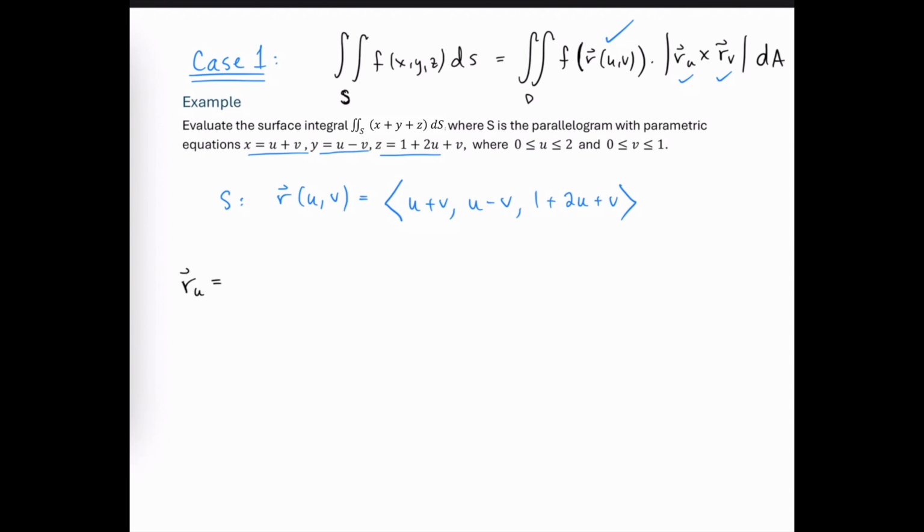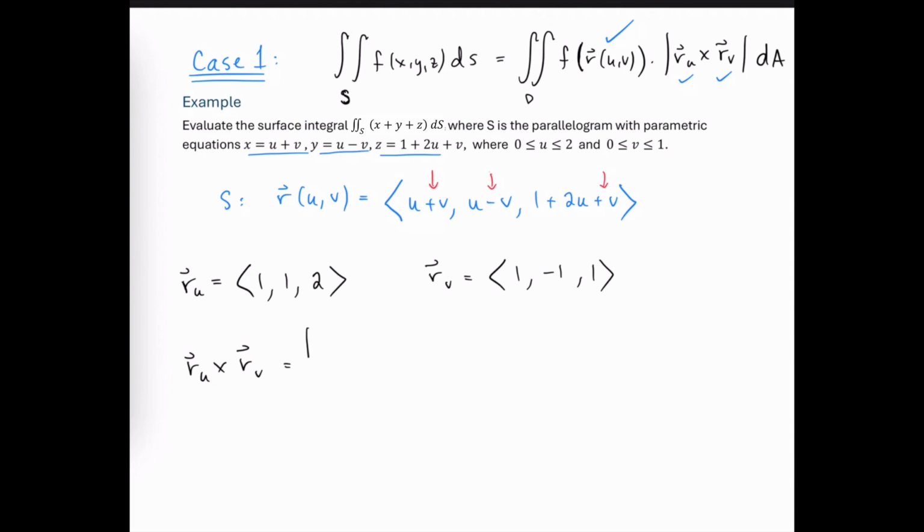Let's begin with the first partial with respect to u. The partial with respect to u of the first component is just 1. The partial with respect to u of the second component is also 1, and the partial with respect to u of the third component is going to be 2. Now we get the partial with respect to v of the first component, which is again 1. The partial with respect to v of the second component is now negative 1, and then the partial with respect to v of the third component is going to be positive 1.